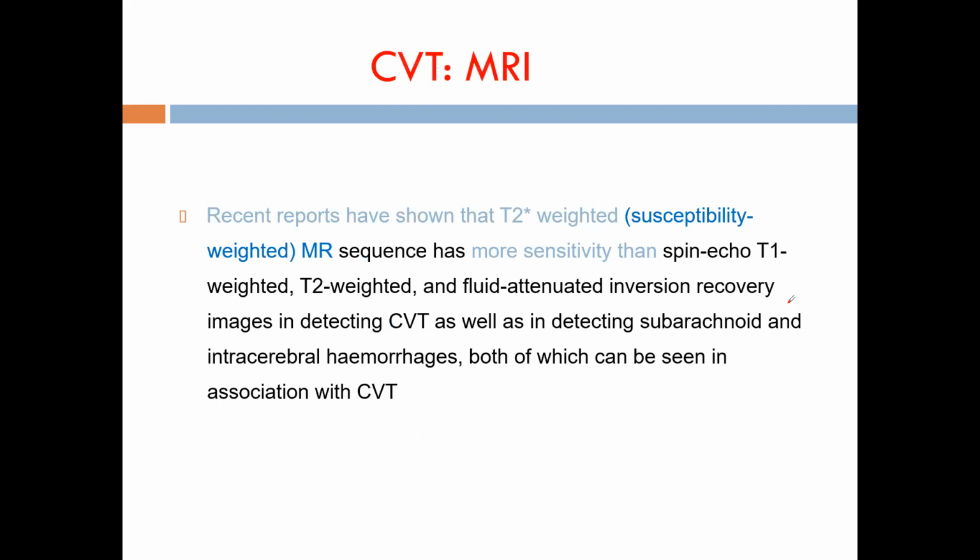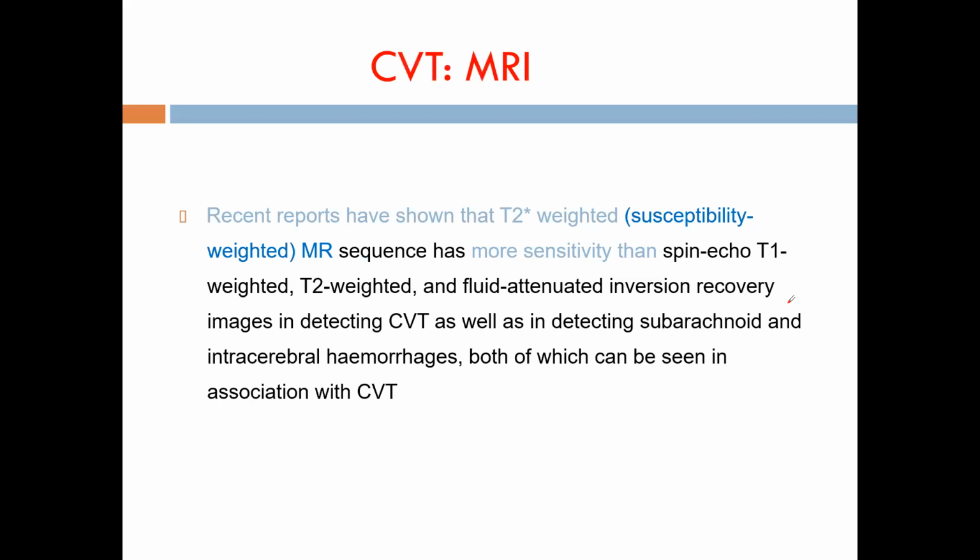Then come to the CVT venogram. The MRI is also very helpful in the diagnosis of cortical venous thrombosis. The most important sequence would be the T2 sequence. You should know this about T2 sequences in cortical venous thrombosis. I will tell you the concept of flow voids in the next slide.